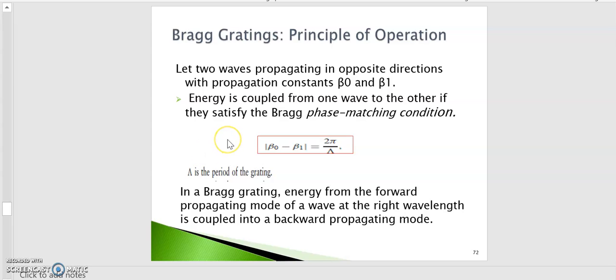So what is the phase matching condition? That is, modulus of beta naught minus beta 1 is equal to 2 pi by the period of the grating. So if we have more than one wave, the difference between the propagation constants of the waves should be equal to 2 pi by the period of the grating. This is called the phase matching condition. If it is satisfied, energy coupling will happen. So at the Bragg wavelength, the energy of the forward propagating mode can be coupled to the backward propagating mode if the above condition is satisfied.